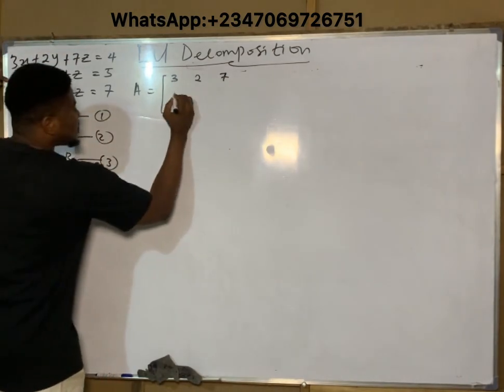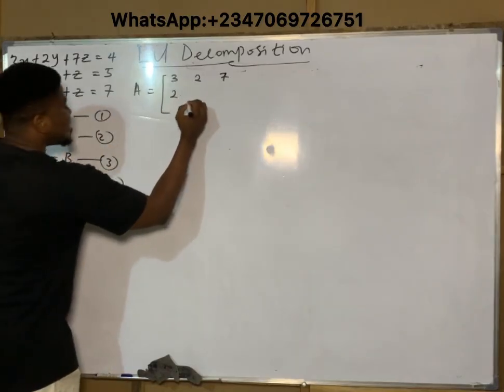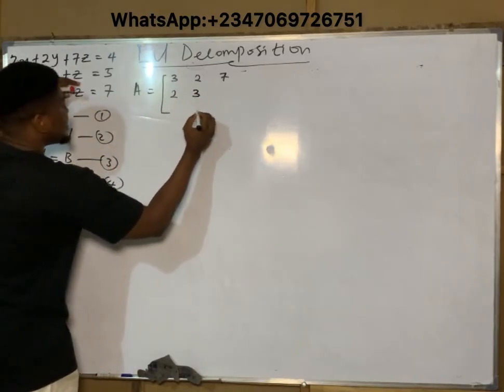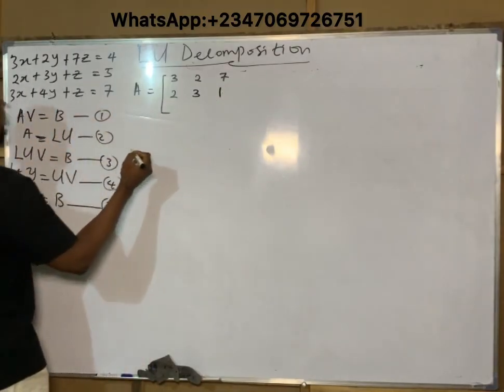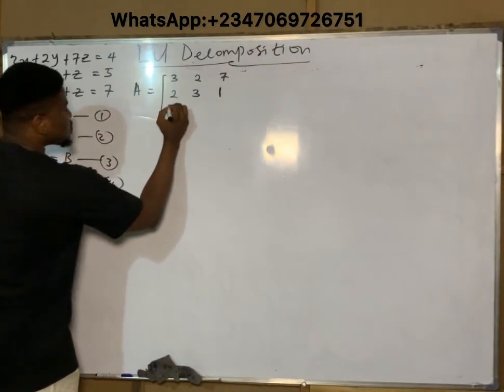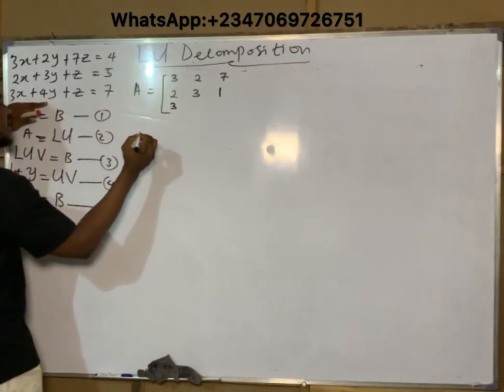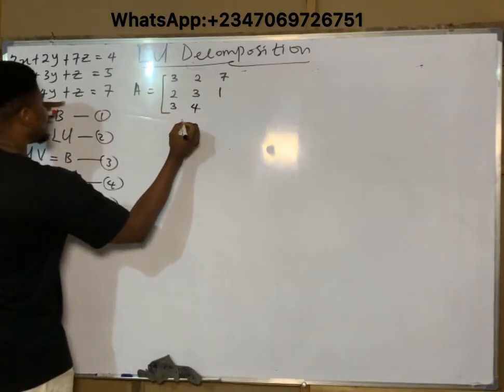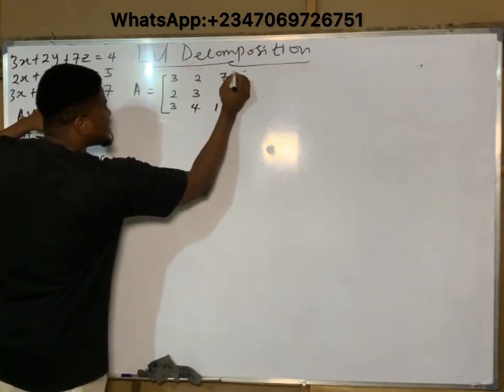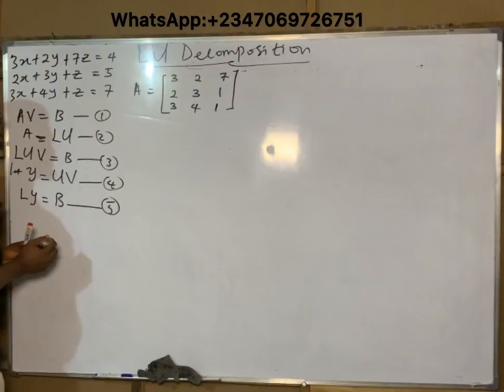So for x here we have 2. For y here we have 3. For z here simply 1. Finally, for equation 3, for x we have 3. For y we have 4. And for z we have 1. So this is our coefficient matrix.